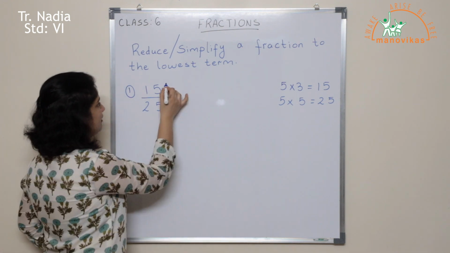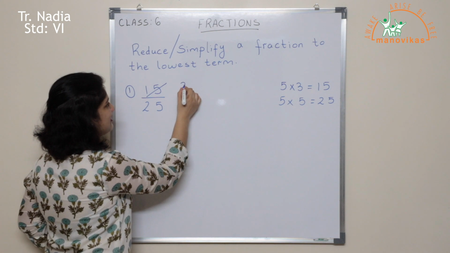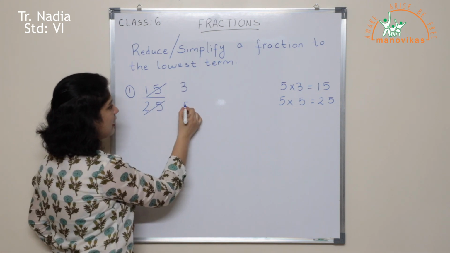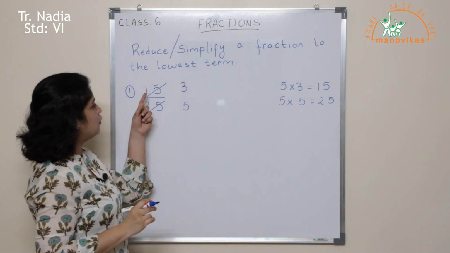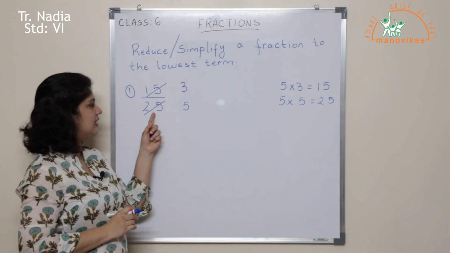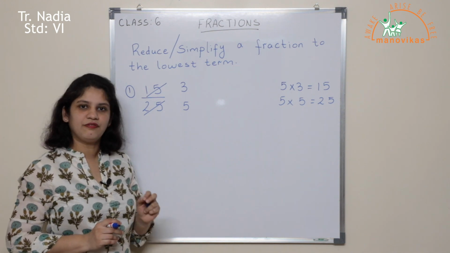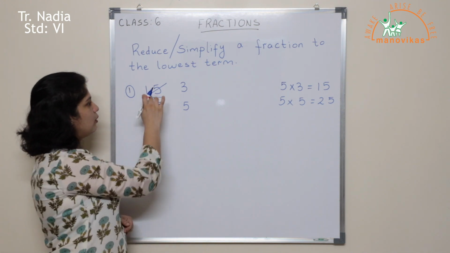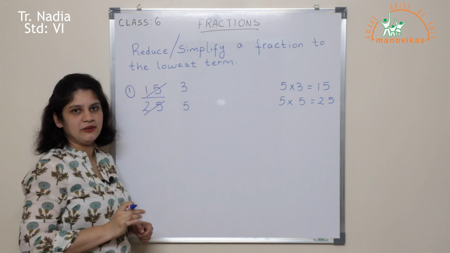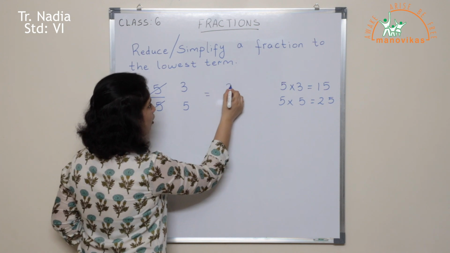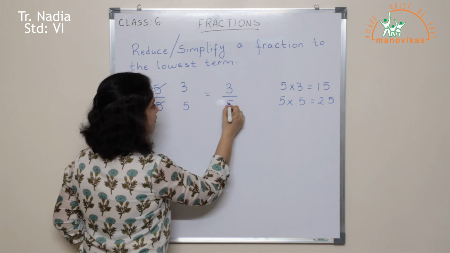So I will strike the 15 and I will say 5 3s are 15 and 5 5s are 25. So the numerator has now become 3 and the denominator has become 5. I have reduced it using the 5 times table because both 15 and 25 are multiples of 5. So now I have the fraction in the form 3 upon 5.